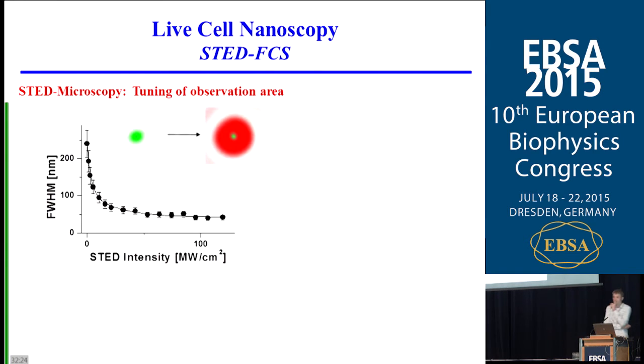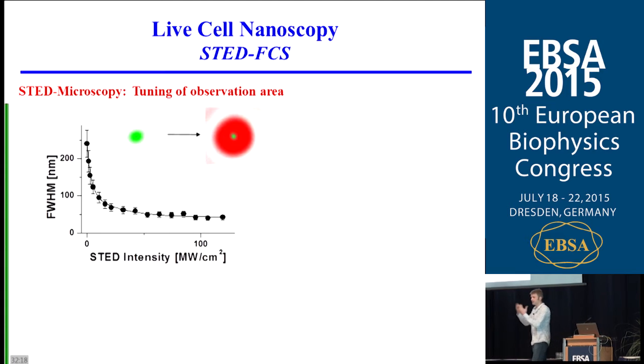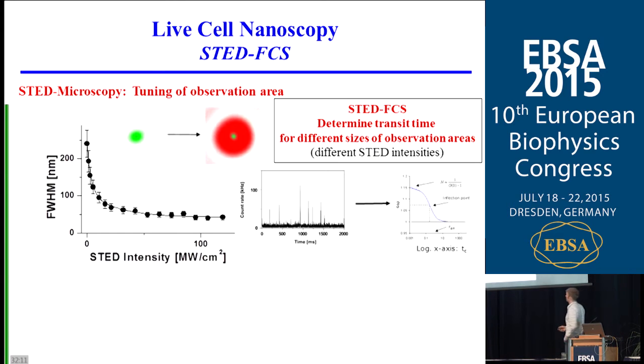Now, remember, with our STED microscope, we have the unique possibility to tune our observation spot just with the intensity of our added STED laser. So our experiments look like this. We call it STED-FCS experiments. What we do is we record FCS data.